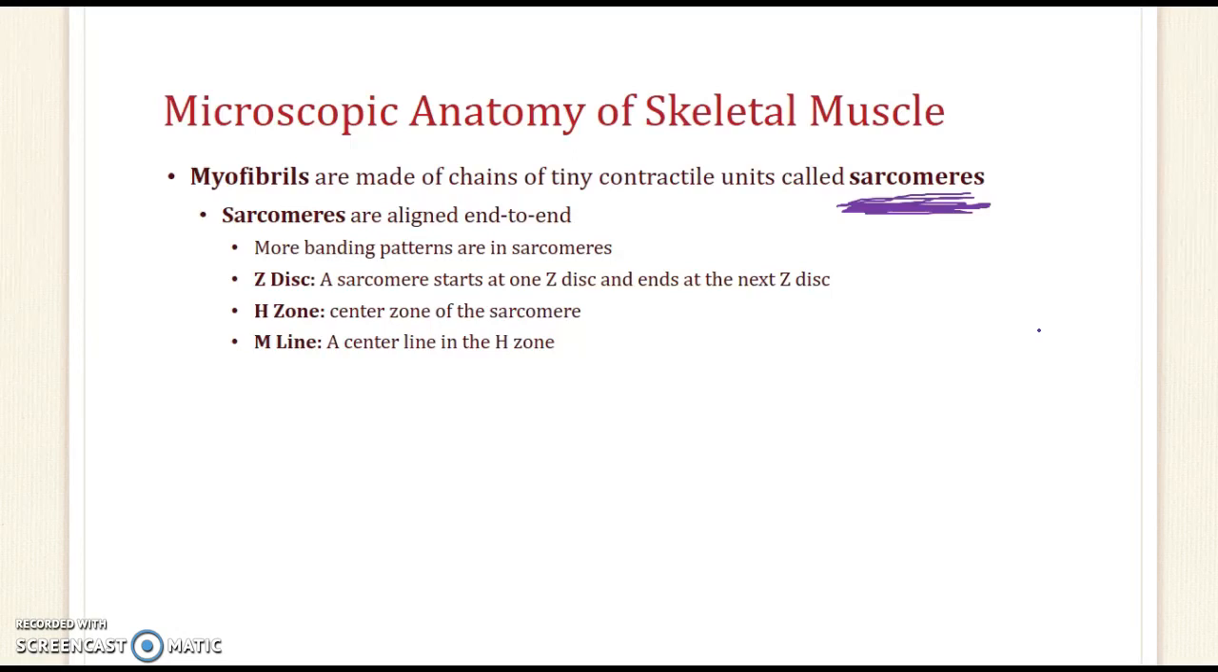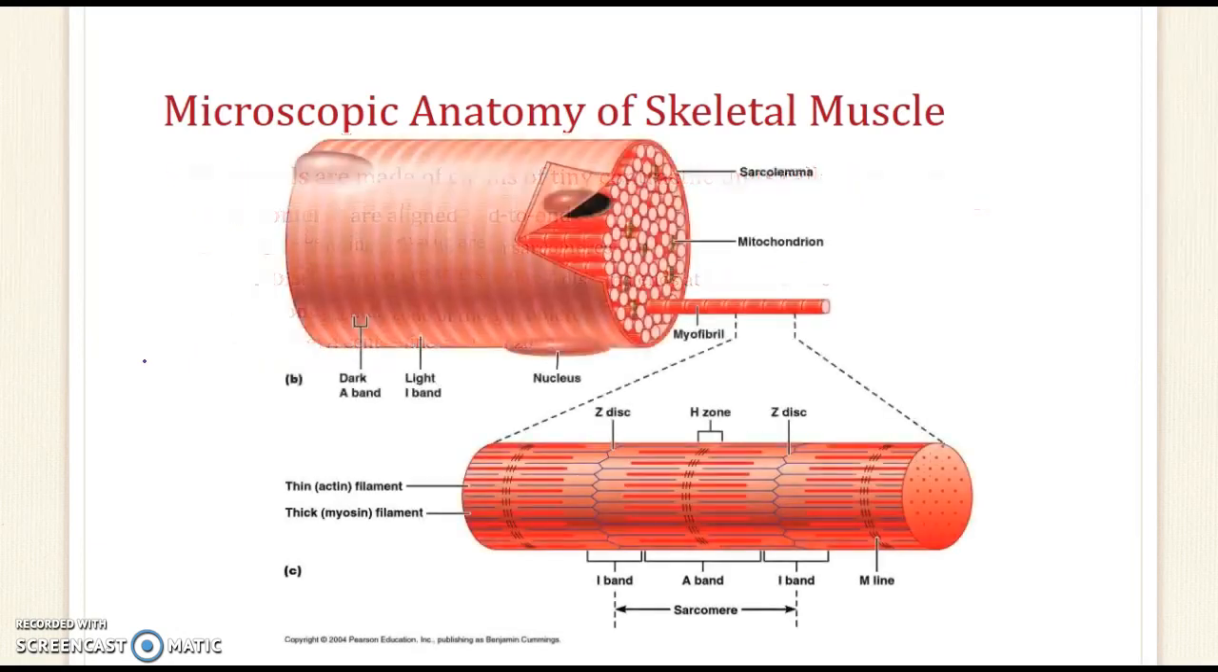And they have a few components that we need to talk about. The Z disc is where one sarcomere starts and another one ends, so they're connected through these Z discs. The H zone is going to be the center zone of the sarcomere, and then the M line is going to be the center line of the H zone. So let's get into this a little bit deeper.